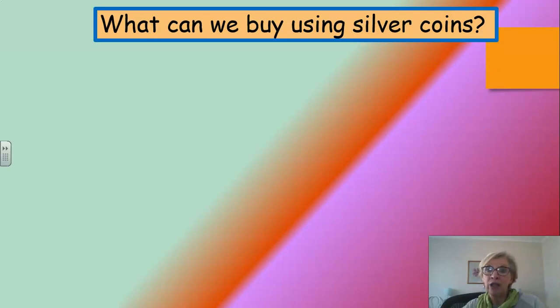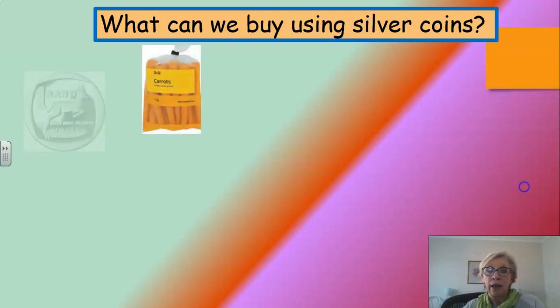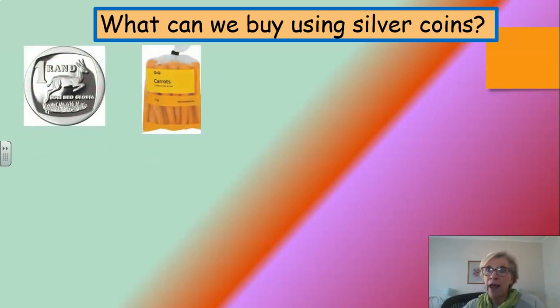What can we buy using silver coins? I wonder if you have any ideas, because I don't think it's a question that you've ever asked yourselves, really. Because often we don't just go and spend 1 or 2 rand, do we? We spend a lot more than that when we go shopping. So let's have a little look. Well, 1 rand will probably buy you 1 carrot. But when do we ever just buy 1 carrot?